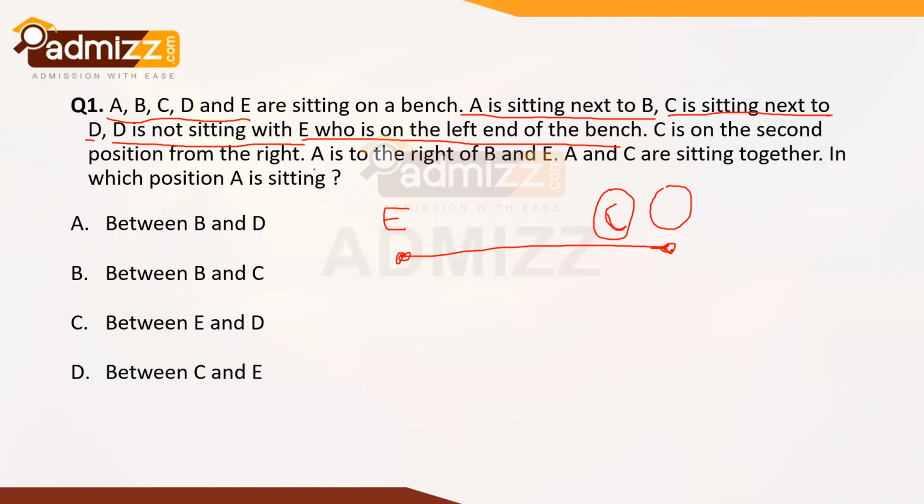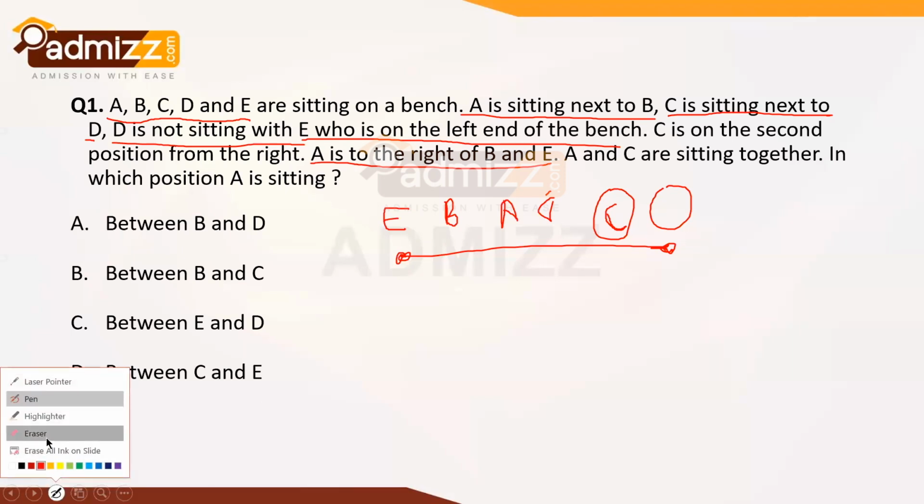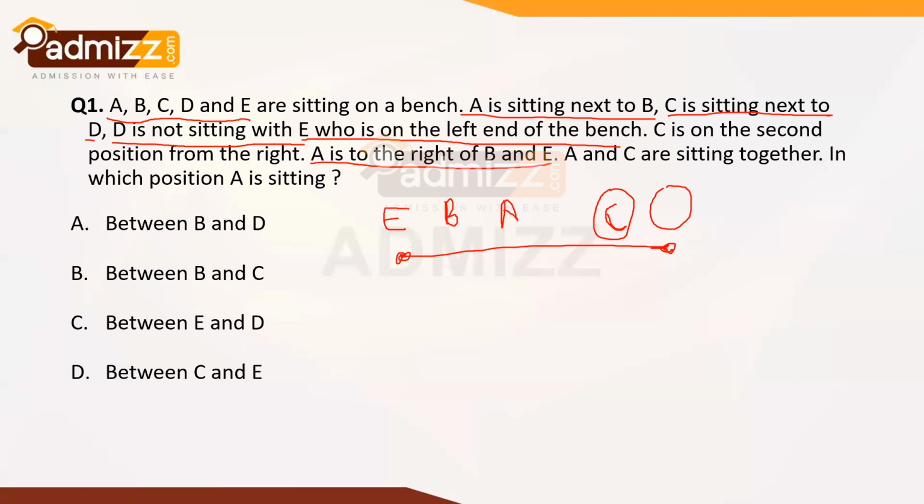And A is to the right of B and E. So A must be somewhere around here. And since it's directly to the right of B and E, it must imply that there exists B somewhere between A and E. A is to the right of B and E. This hint is done as well. And A and C are sitting together. So C must, I'm sorry, let me quickly erase this. C is already there. All right. A and C are sitting together as well.